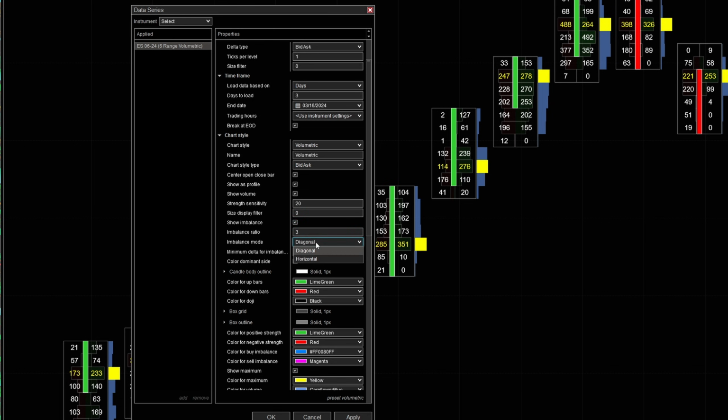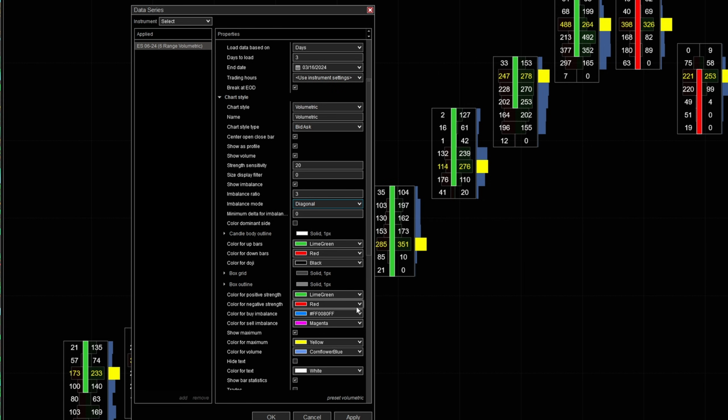Now, in balance mode, we can do horizontal or diagonally, and we want to do diagonally. And I'll share with you guys why that is in just a moment. Now, minimum delta for imbalance, I keep at 0. I do have a reason for that. If you want to change the color of the imbalances, buy imbalances I have right here. The sell imbalances I have as magenta.